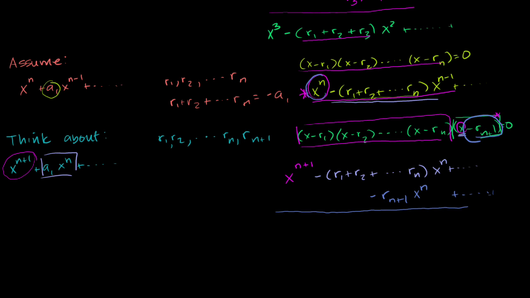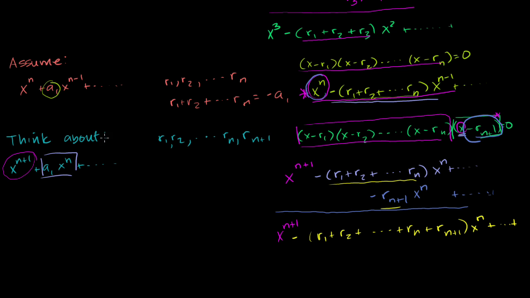We get x to the n plus 1. And then we get minus, well, this and this are the coefficients on the x to the n term. So this is going to be minus r1 plus r2 plus all the way to plus rn. And then this is minus r sub n plus 1. We have the minus out front. So this is plus r sub n plus 1 x to the n. And then we're going to have a bunch of other lower degree terms that don't matter. But we've just proven our case.